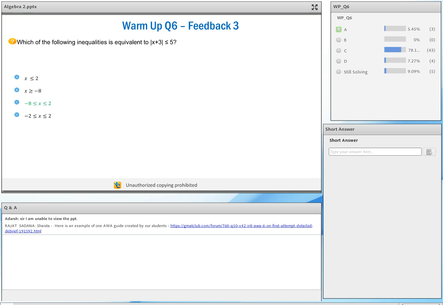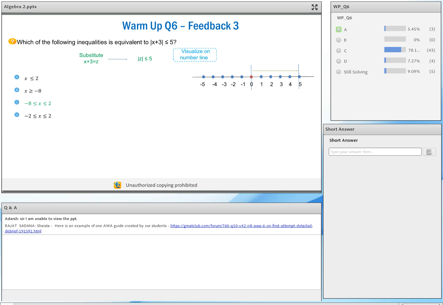Okay, so you guys did decently well in this. This is an absolute value inequality, a relatively straightforward question. I'm substituting x plus 3 as z just so I can visualize it properly on the number line. So what I get is mod of z is less than or equal to 5.